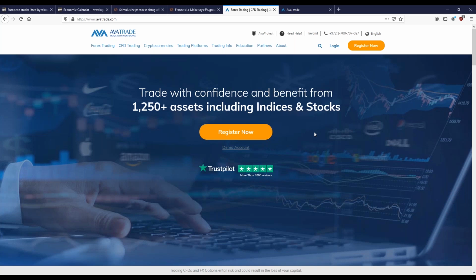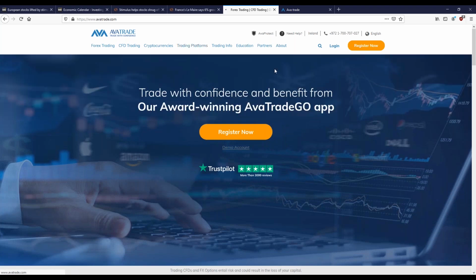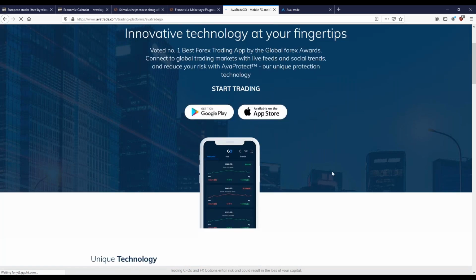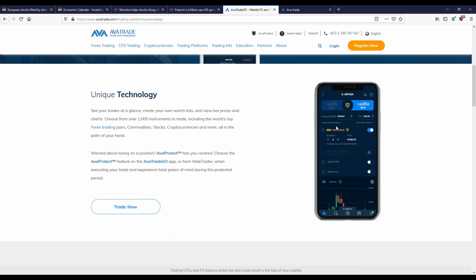Now, on AvaTrade's main website, if we look at the platform options, which you find here, we'll see AvaTrade Go. That's our mobile app. It trades right on top of your MT4 or MT5 account. And what you do here shows up on those accounts. It's the same account, just a different user interface. And the same is true with our WebTrader platform that we'll take a look at real quick. You'll see AvaProtect. I mentioned that briefly. It's a way of protecting your trades against losses for defined time periods for a small premium cost.